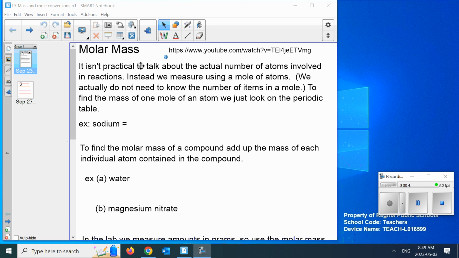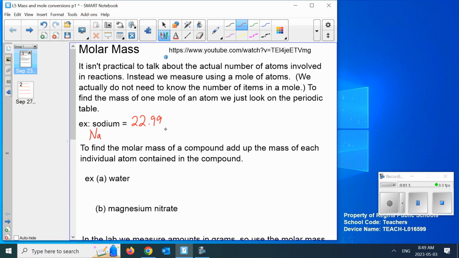Now, if you want to find the mass of 1 mole of an atom, we just look on the periodic table. For example, let's use sodium. In case you've forgotten, sodium is Na on the periodic table. On yours, you're going to have these ready later on. You look up Na, and that's 22.99. Yours always have 2 decimals.